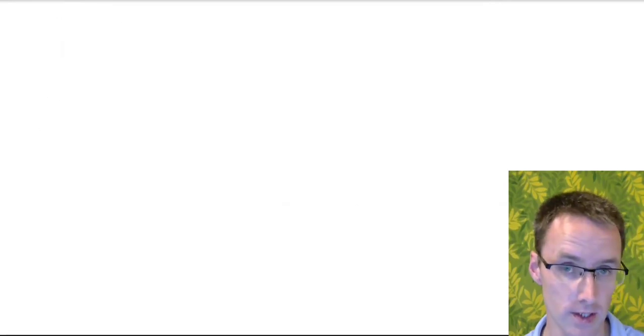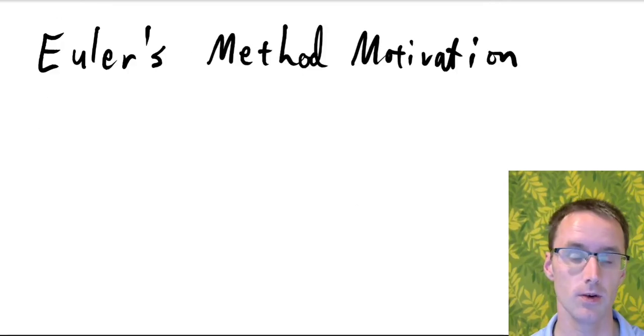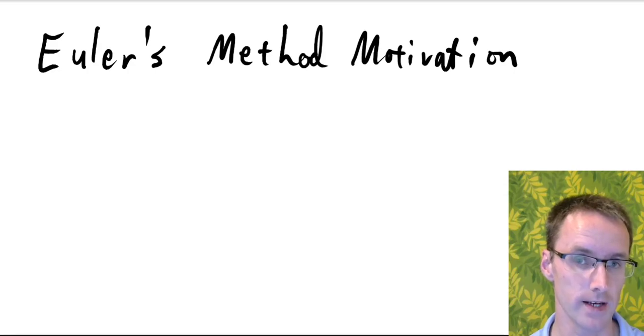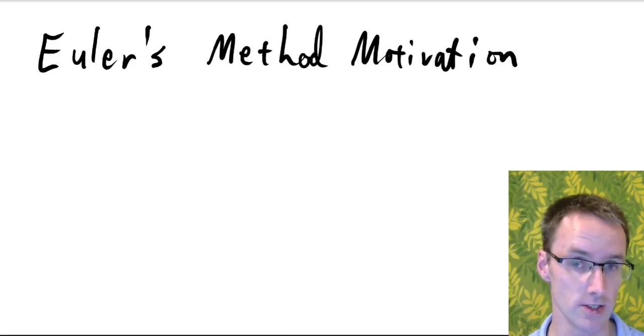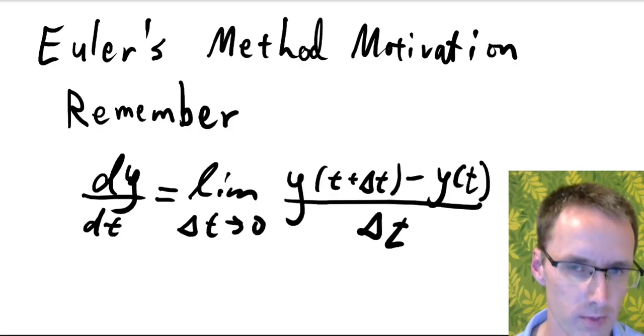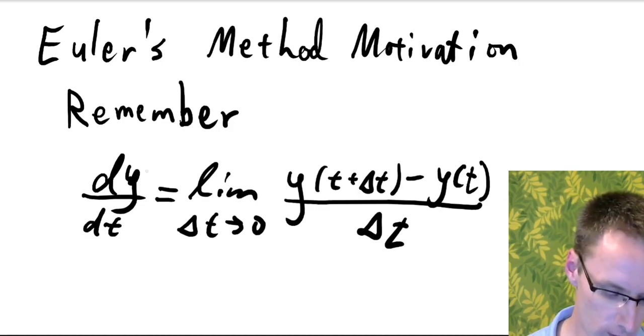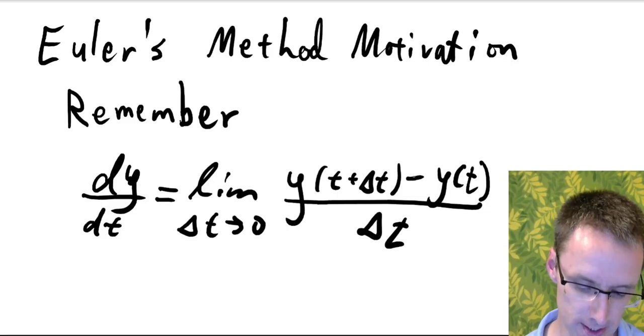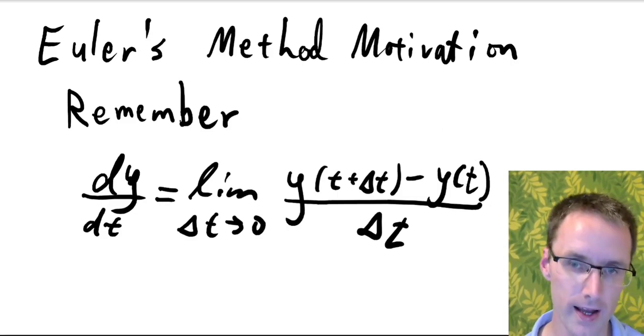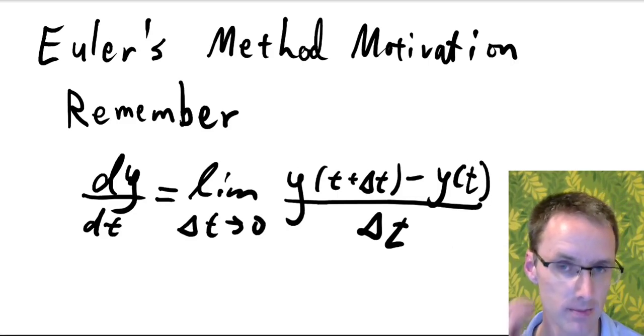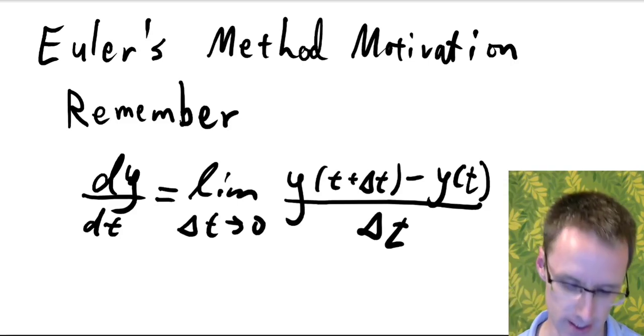In order to do this, let's use Euler's method. Euler was really the first person to write down a numerical method for systematically solving differential equations of this type. Here's some motivation for Euler's method. First, we remember that the derivative is defined by a limit as delta t goes to 0 of y at t plus delta t minus y of t, divided by delta t.